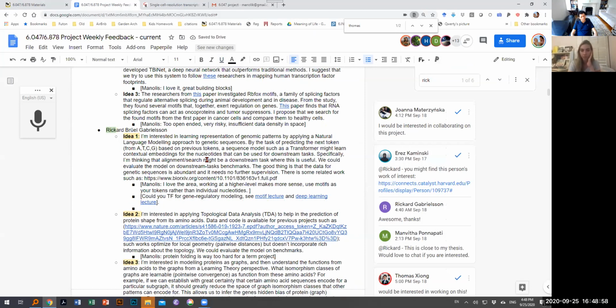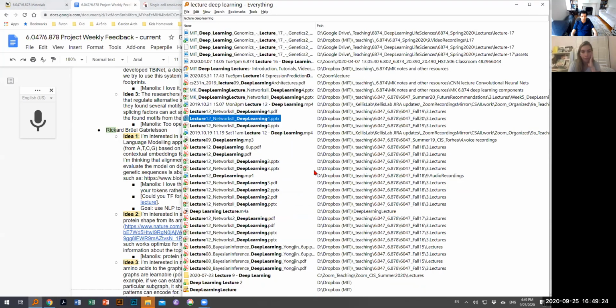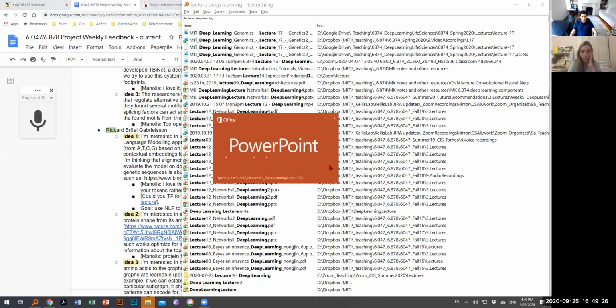Basically, go use NLP to infer parameters. That would be my suggestion. So you can look at that lecture for insights, basically.